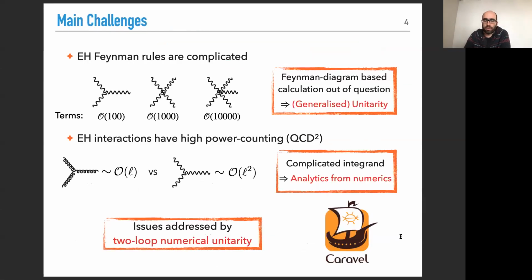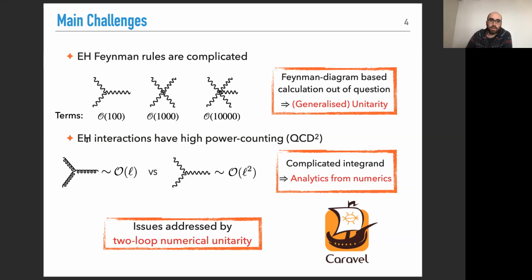Okay, so in principle it should not be a difficult amplitude to compute, because it's a 2-to-2 process with only massless particles, so you would think it's not that hard. Let me just highlight the two main challenges. The first one is that Einstein-Hilbert Feynman rules are complicated. As you increase the multiplicity, you get more and more Feynman rules. And so a Feynman diagram-based calculation is completely out of the question. And of course, we turn to generalized unitarity to solve this problem.